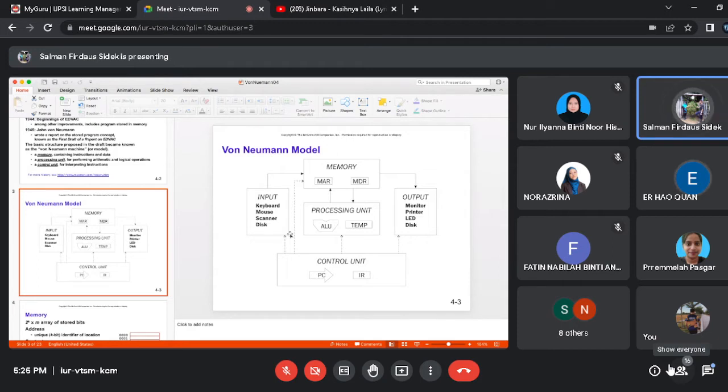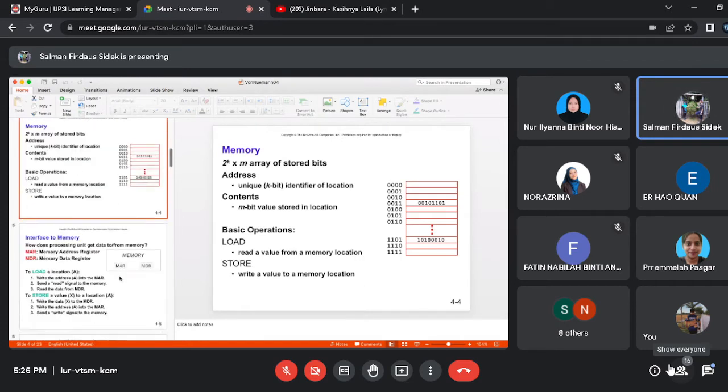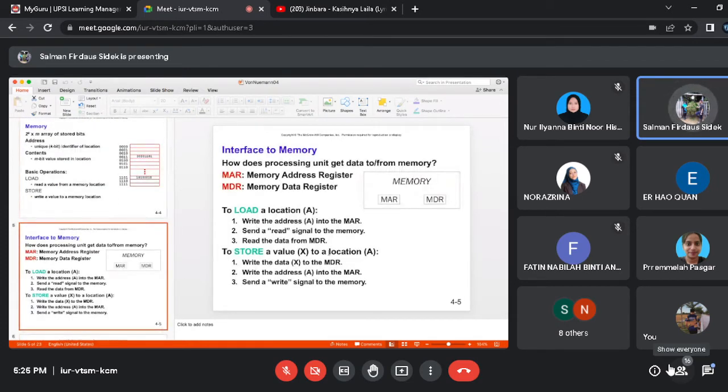Okay, now the information or process data is already in temporary. So what next? Okay, what next we need to refer to the step just now. There are 3 steps of storing. To store a value X to location A. See, location A means in the memory lah. So the first one, write the information or data X to the MDR, and then write the address into the MAR, and then control unit will send a write signal to memory.